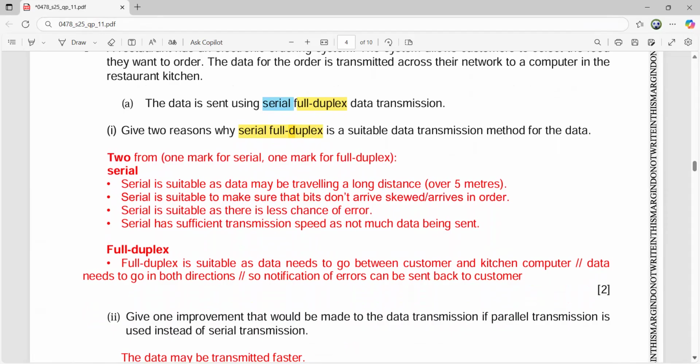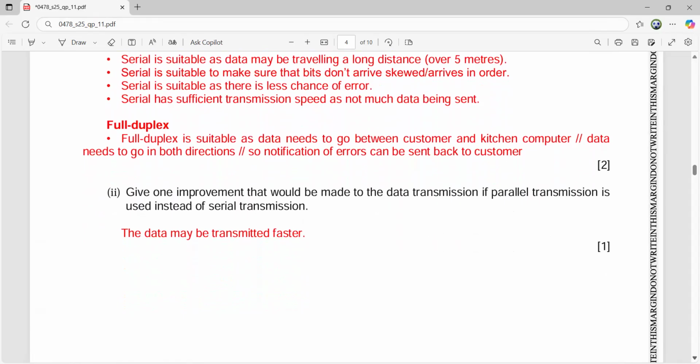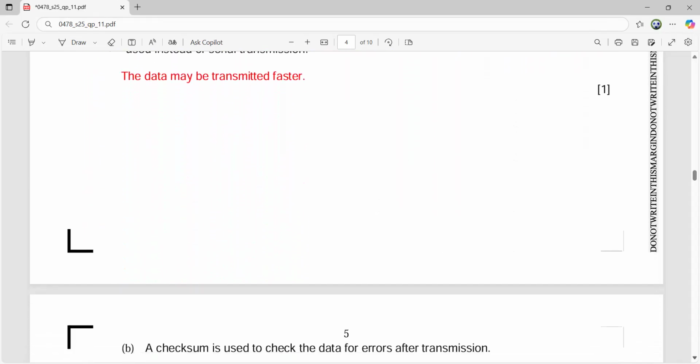Now, the next part. Give one improvement that would be made to the data transmission if parallel transmission is used instead of serial transmission. Now they're asking about the comparison. Is there any other suitable method, like rather than going for serial, is parallel a good option? So you need to talk about improvement. Definitely the data may be transmitted faster. That is the biggest advantage of parallel transmission. 1 mark is yours then.